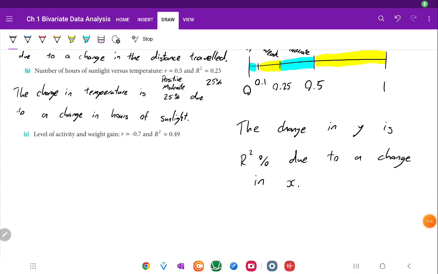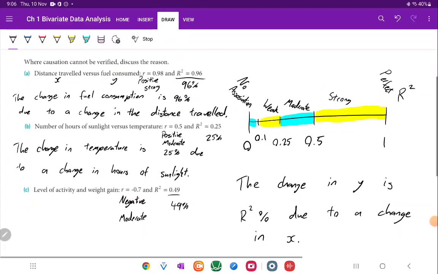Let's have a look at the last one. Level of activity and weight gain. We're getting a negative association, which means that as level of activity goes up, weight gain goes down. That's what negative means. And 0.7 would also be moderate. 0.7 squared would be 49% for our coefficient of determination, r squared. Now we can use the sentence. We can also just have a think about it. Do all of these causations make sense?